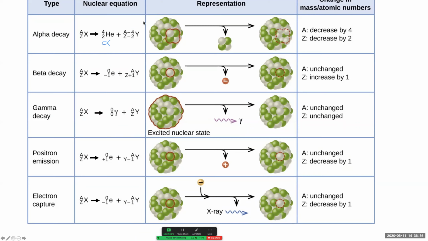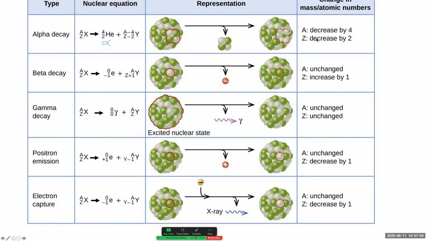So what happens? Here's a schematic of a nucleus with protons in green and neutrons in white. So we lose an alpha particle, we lose 2 neutrons in white and 2 protons. So when that happens, the new nucleus has 2 fewer protons and 2 fewer neutrons. So A decreases by 4, because remember, A is the number of neutrons plus protons.